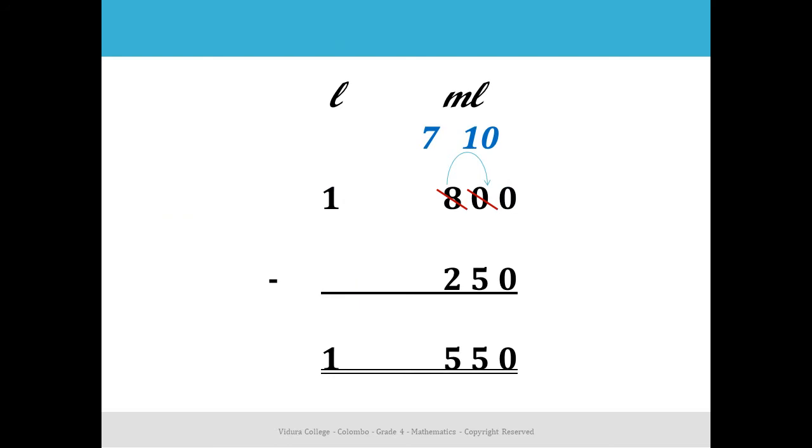Children, now let's subtract. First, you have to start with your right side, that means the milliliters side. Right? From the milliliters side, start with your unit side. First, you have 0, subtract from 0. Answer is 0. Then you have to subtract 5 from 0.